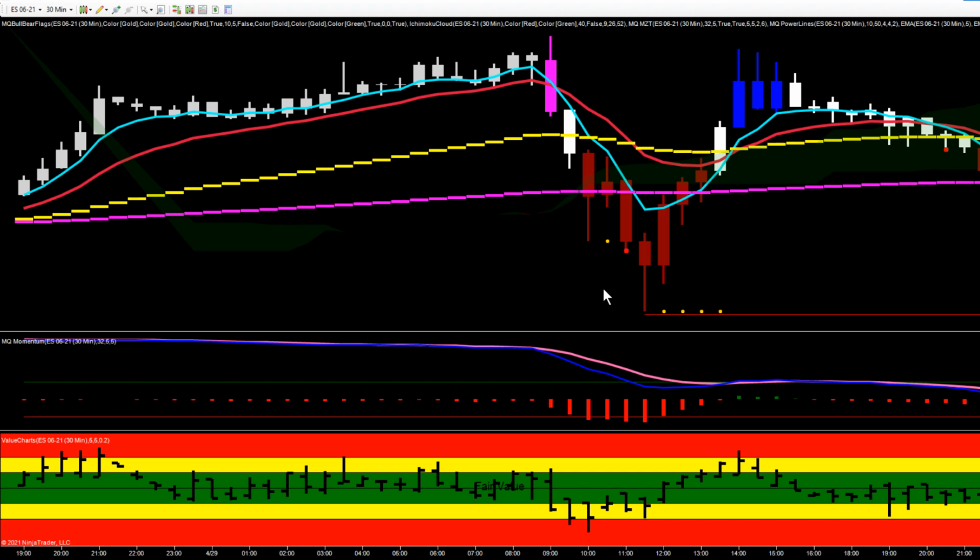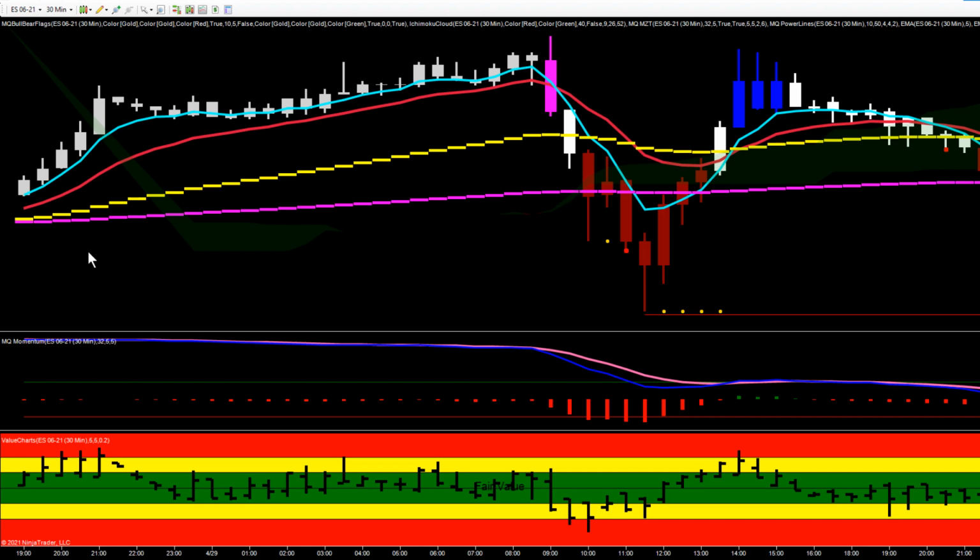Let's take a look at one thing you can keep an eye on that will help keep you on the right side of the market most of the time. Now, is it perfect? No, but a vast majority of the time, this will help keep you on the right side of the market. This is our 30-minute chart, and this is for day trading.